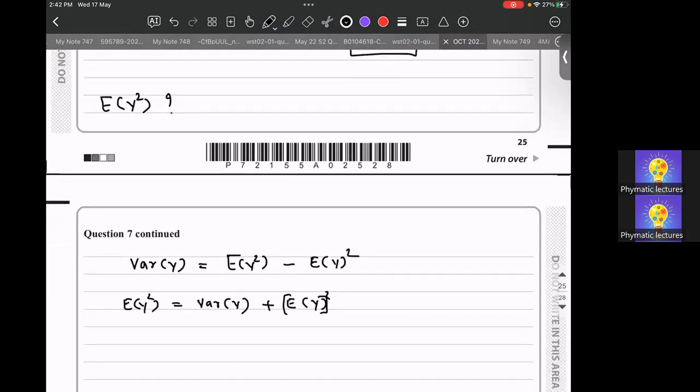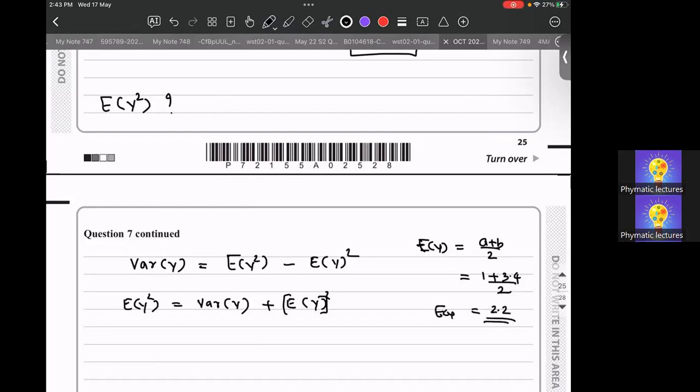Okay. So what is e of y? The expectation or average of y, what is the formula? A plus b by 2. So a is 1. What is c? 3.4 divided by 2. So 1 plus 3.4 is 4.4. 4.4 divided by 2 is 2.2.